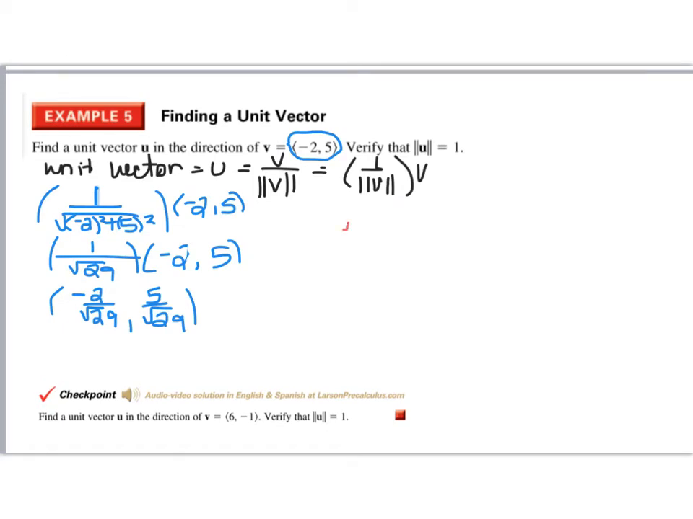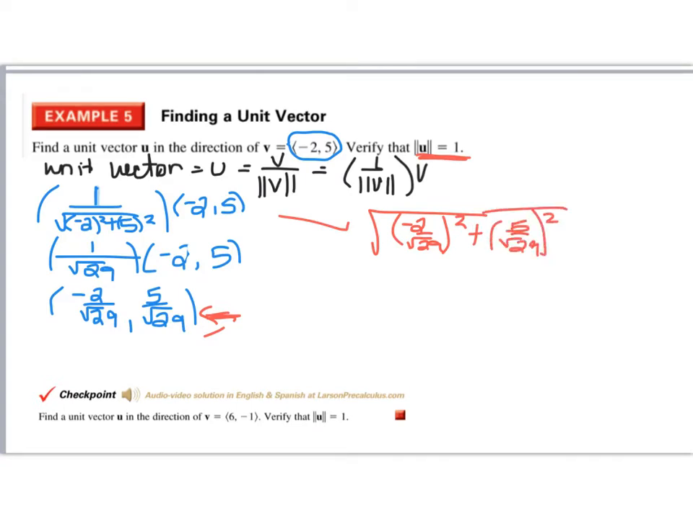Now, of course, they want you to check it to make sure that this works. So in order to check it, we're going to find the magnitude of this right here and make sure it's equal to 1. The magnitude, the distance, right? So our magnitude needs to be equal to 1. So I'm going to say the square root of (-2 over the square root of 29) squared plus (5 over the square root of 29) squared, which is going to give you 4 over 29 plus 25 over 29, which of course is the square root of 29 over 29, which gives you 1.